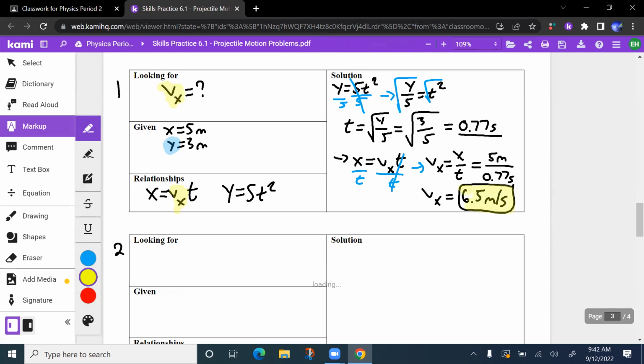Again, if any part of the problem-solving process went a little too fast, make sure you pause or rewind the video as you need to do so, okay? Let's take a look at question number 2.